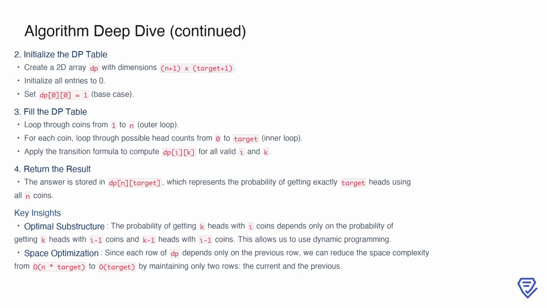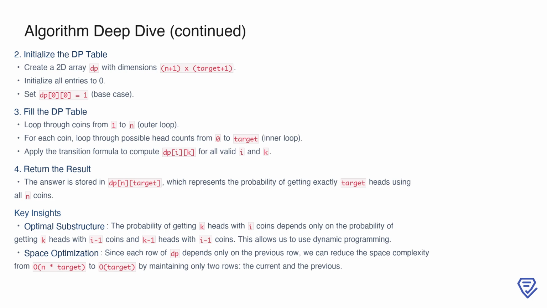To implement this algorithm, we first initialize a 2D DP table, DP, with dimensions n plus 1 by target plus 1. All values are set to 0 initially, except for the base case DP[0][0] equals 1. This sets up the foundation for our calculations. Next, we fill the table by iterating through all coins and all possible head counts. For each combination, we use the transition formula to compute the probability of achieving exactly k heads using i coins. Once the table is fully populated, the answer to our problem will be located at DP[n][target], which represents the probability of achieving the target number of heads with all n coins.